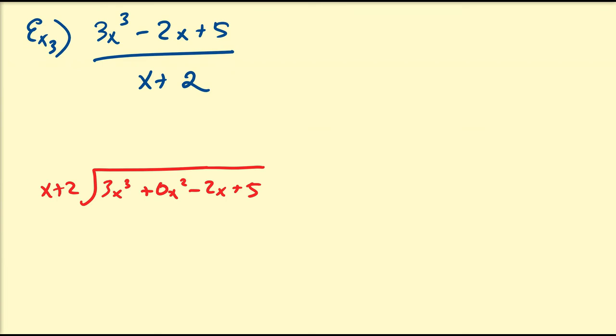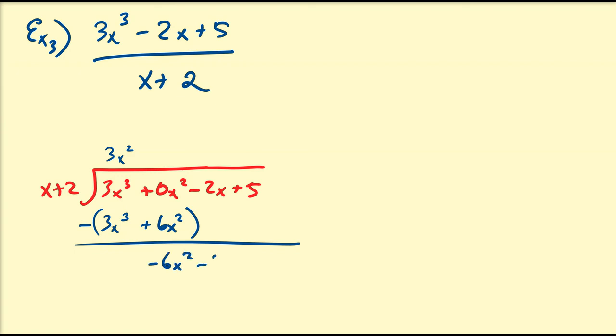So x times what gives us 3x cubed? That's going to be 3x squared. 3x squared times x is going to be 3x cubed by design, and 3x squared times 2 is going to be 6x squared. Notice now we can line up our powers of x squared because we included that 0 term. Subtract and bring everything else down. So 0 minus 6x squared is going to be minus 6x squared minus 2x plus 5. And repeat.